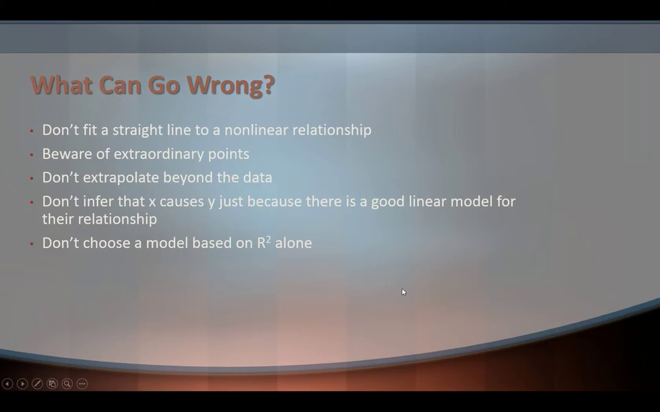What can go wrong? So these are the things that can go wrong if you do something wrong with this, or if you don't meet the conditions. So don't fit a straight line to a nonlinear relationship. That will cause a lot of issues, and you won't be able to use it. Beware of extraordinary points. Again, this is going to throw off that least squares regression line. It'll pull it up or down, or skew it.